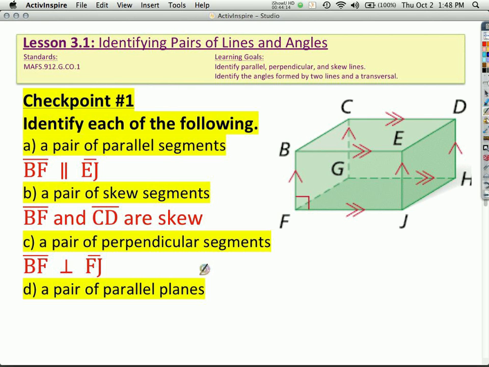And for a pair of parallel planes, let's see who's able to say it correctly. How do you say it? All right, let's get some people. And so we've got numbers 15, 16, and 19.